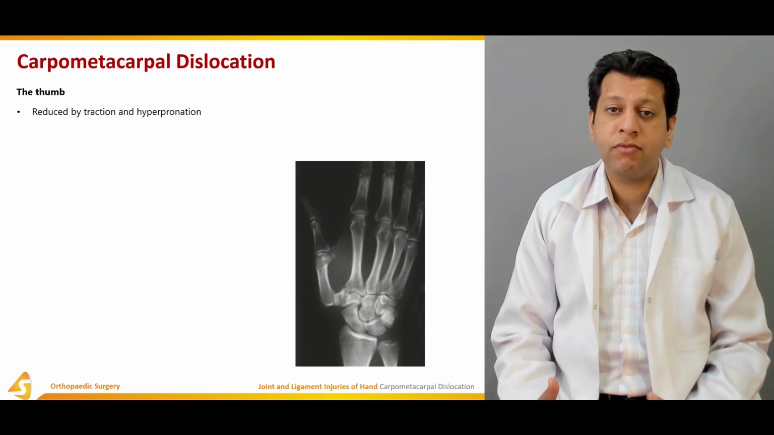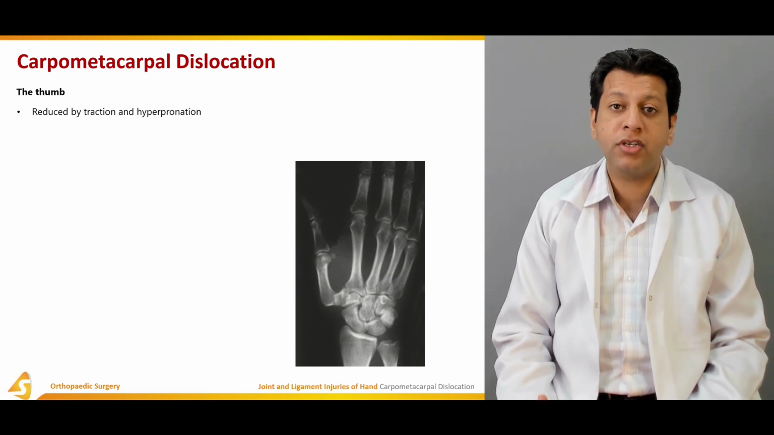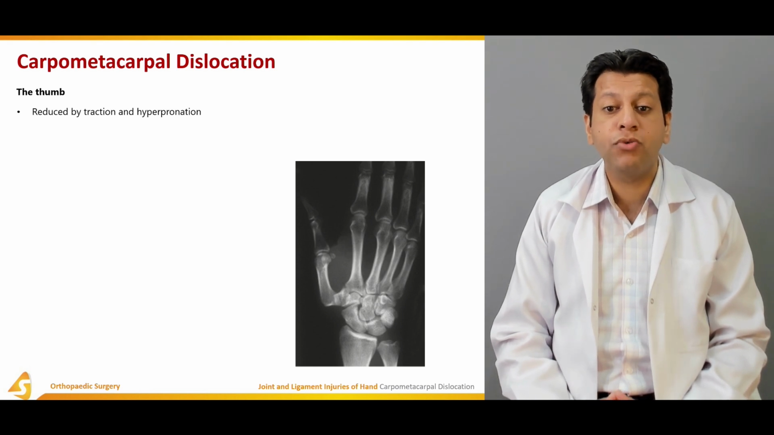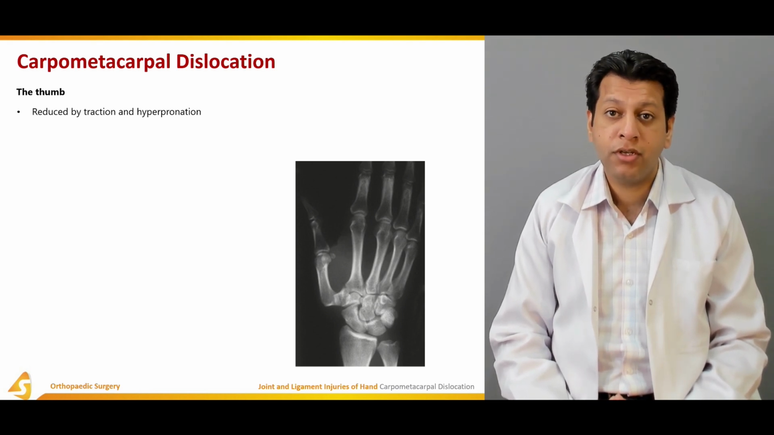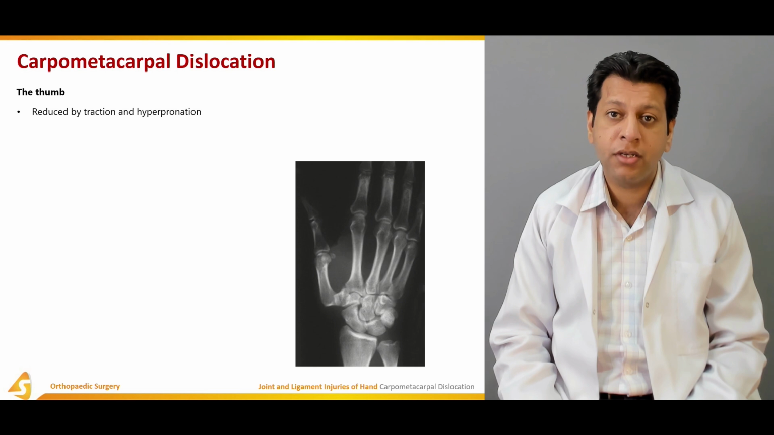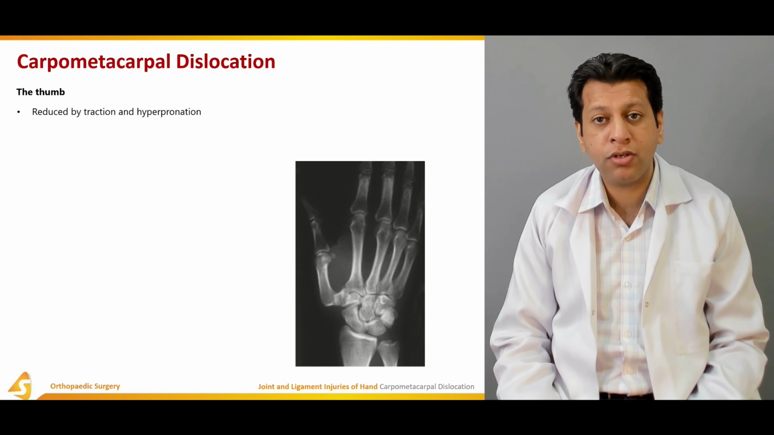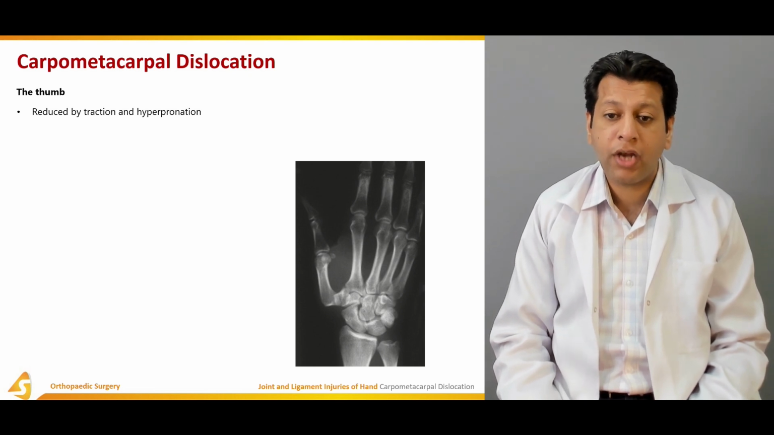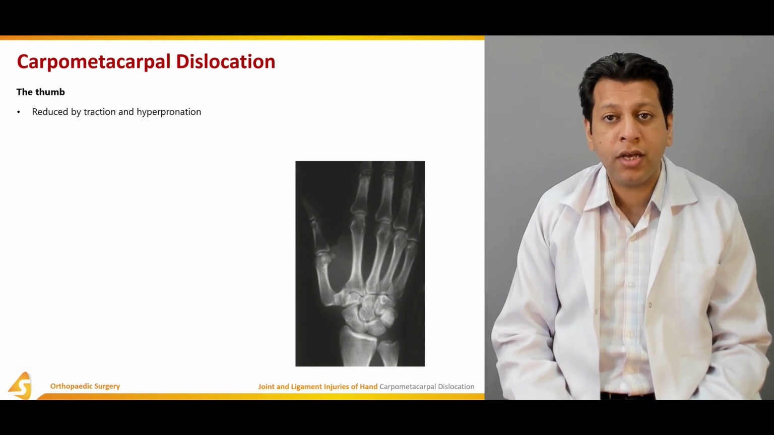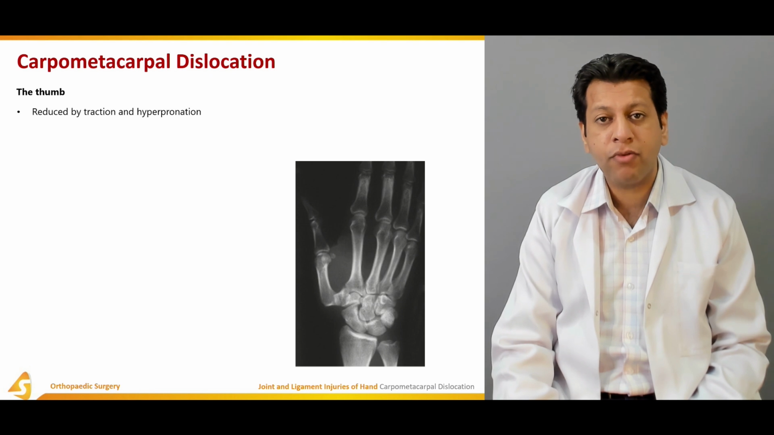Usually, as the rule with every dislocation, if it is present without fracture, the first and foremost technique is to reduce by closed reduction. How do we reduce it? We reduce it by traction and hyperpronation. That is obviously done under controlled analgesia. Usually the patient is either sedated or given at least enough wrist blocks so that the patient is pain free. And this traction and hyperpronation of the thumb is done to reduce back the subluxed or dislocated first metacarpal of the thumb.